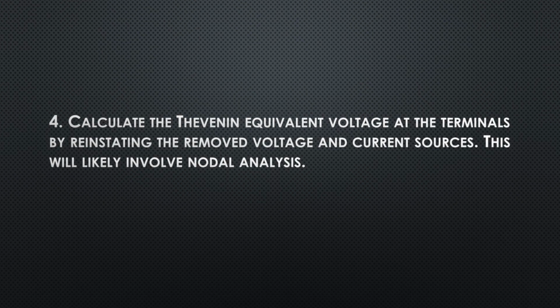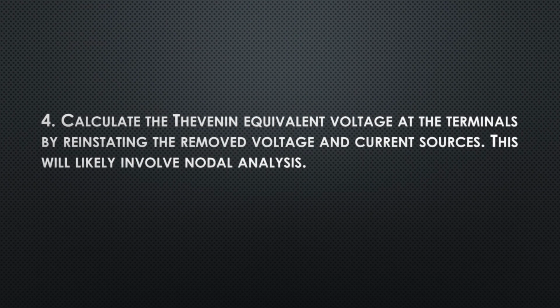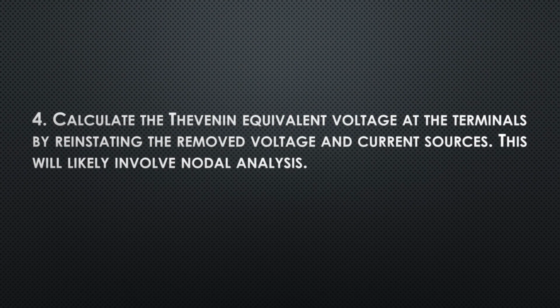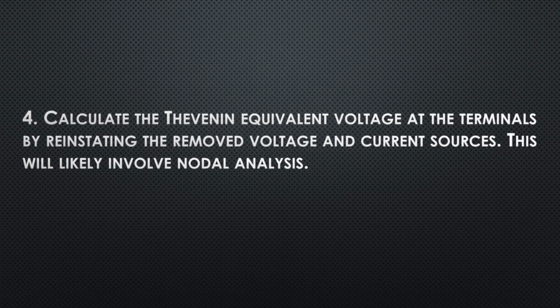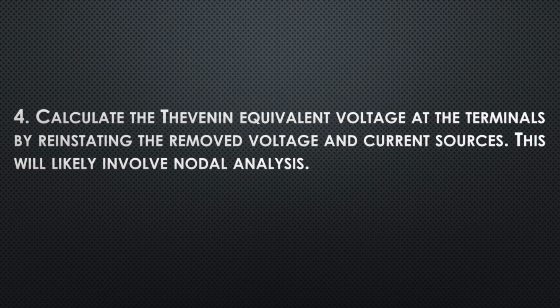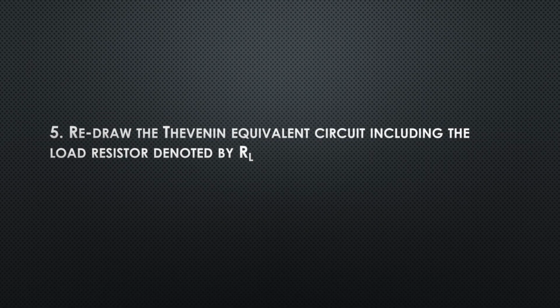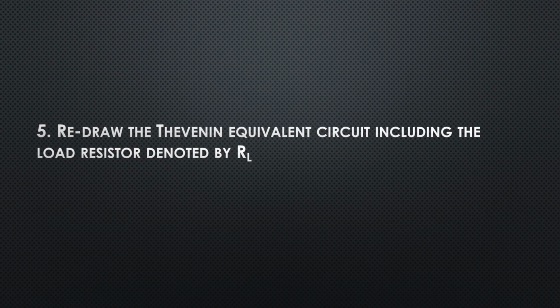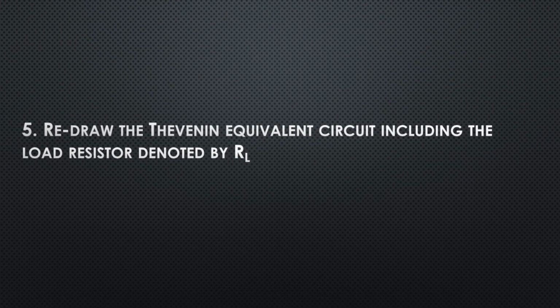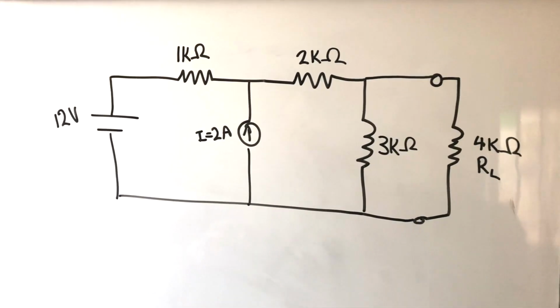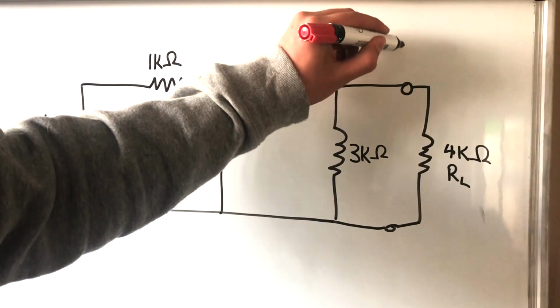Step 4. Calculate the Thevenin equivalent voltage at the terminals by reinstating the removed voltage and current sources. This will likely involve nodal analysis. Step 5. Redraw the Thevenin equivalent circuit, including the load resistor, usually denoted by RL. Let's have a look at how this works in an example.